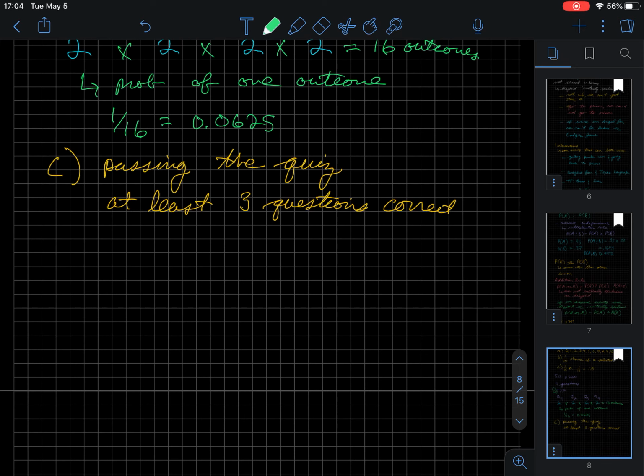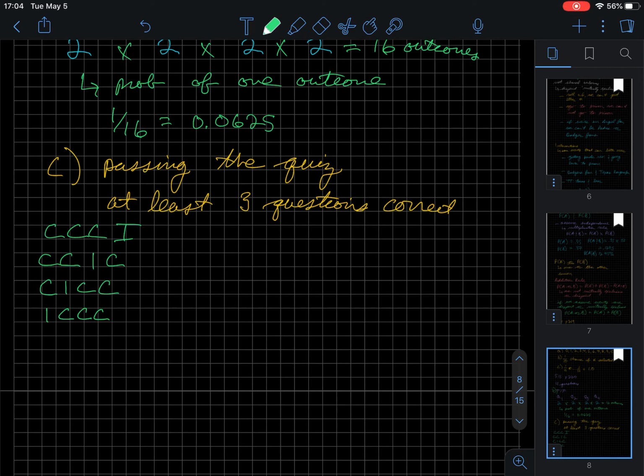We know one way to pass is if we got correct, correct, correct, incorrect. So this is a pass. We would also know that there is correct, correct, incorrect, correct. This is also a pass because there are at least 3 questions that are correct in order to pass. There's correct, incorrect, correct, correct. There's also incorrect, correct, correct, correct.